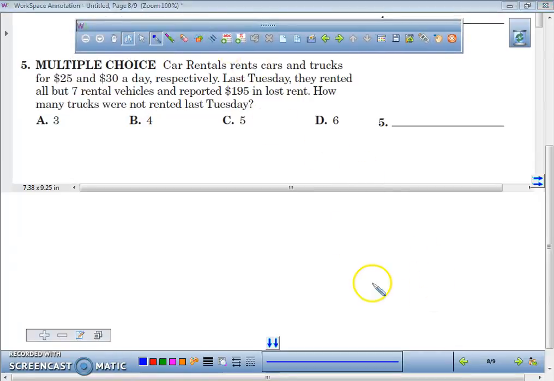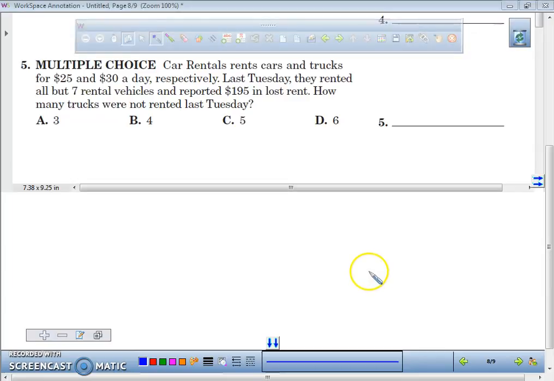The video right here is just simply to go over number 5. It's the only one that I haven't done today. So we're going to look at it and show you how to set it up. It says Car Rentals rents cars and trucks for $25 and $30 a day, respectively.